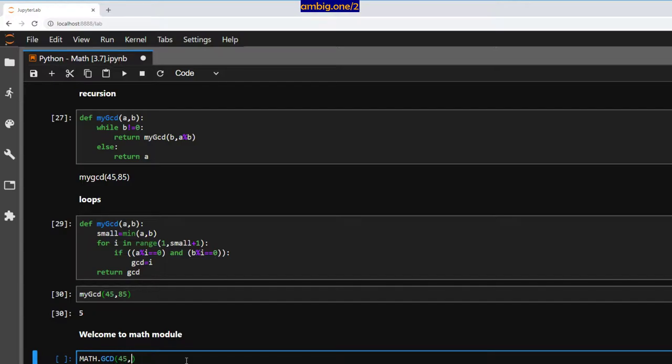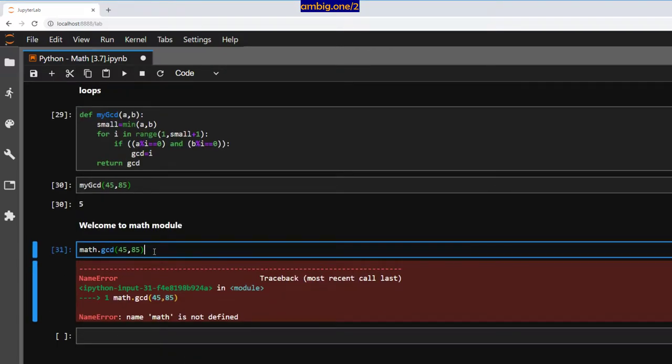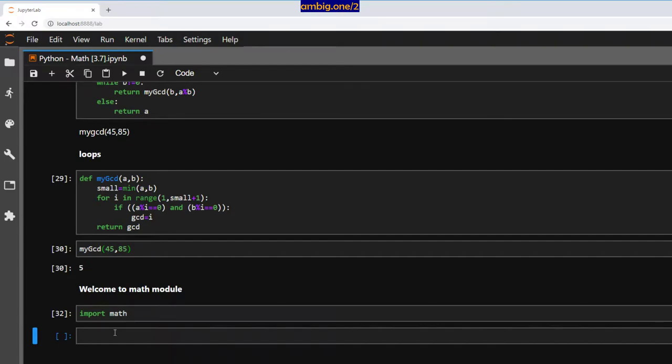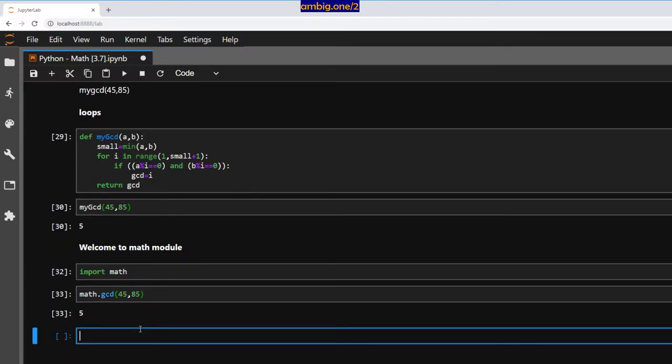math.gcd 45 85. I didn't import math, I'm sorry. Import math. math.gcd 45 85 is 5, right? So you don't have to write this function. You want to perform some not so basic, more than basic mathematical functions and activities, you do it this way.